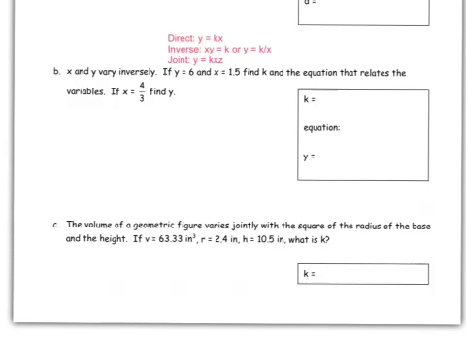Okay, B reminds us that x and y vary inversely. So now this one, I'm going to start off a little bit different. Inverse variation, I'm going to start with x times y equals k. The reason that I start this way is because that way I don't have to worry about which one needs to go in the denominator. If you'd rather, you can start with y equals k over x or x equals k over y. I don't like to have to worry about what goes where when I don't have to.